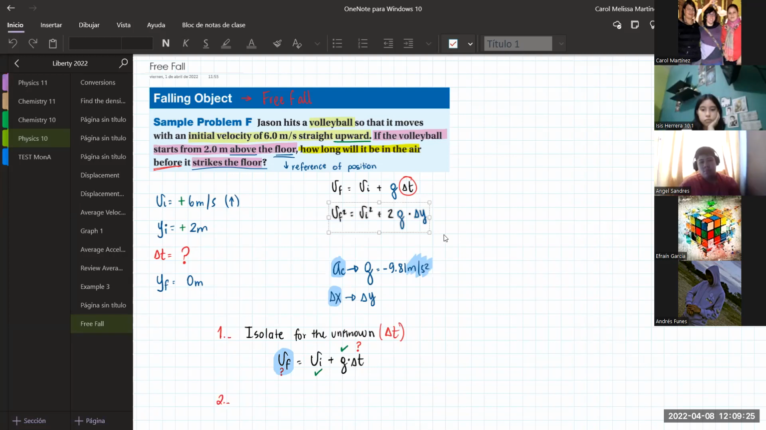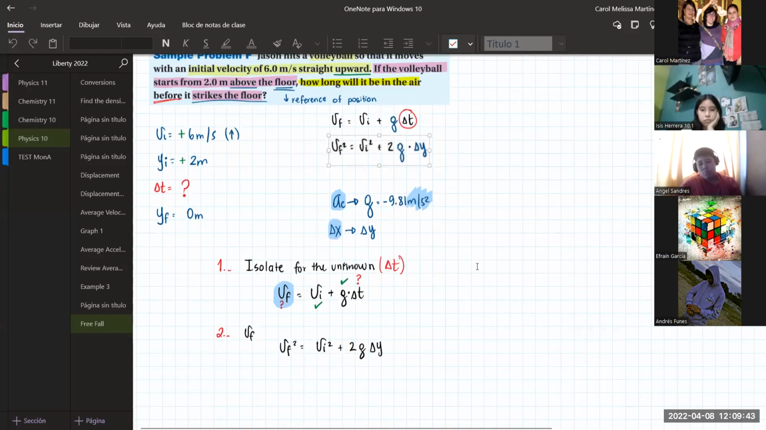So, final velocity squared is equal to initial velocity squared plus 2 times gravity times the change in the vertical position. We don't know this, but we know how to get it. How? Because delta y is equal to final minus initial.